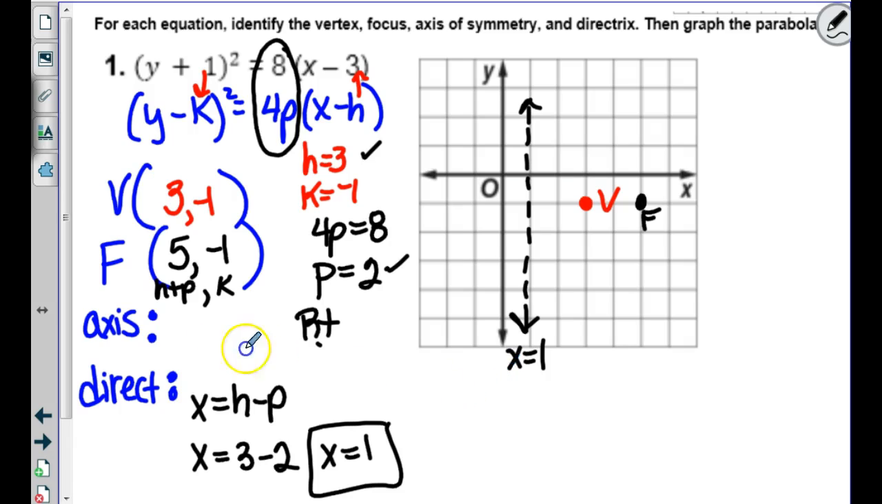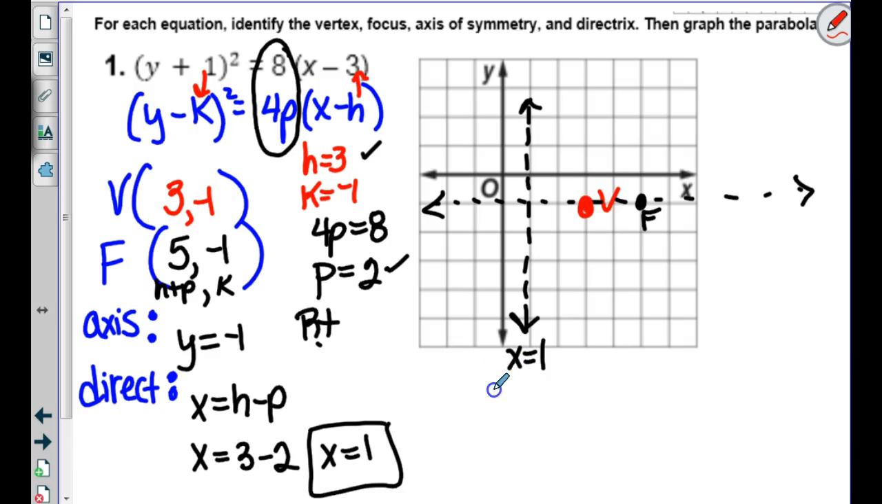Okay. The axis of symmetry, guys, we did axis of symmetry at the beginning of the year. It's the line that splits the parabola in half. It goes right through the vertex. And the equation on our sheet is y equals k. Y equals k. K is what? -1. So it would be this line. Really not too worried about the axis of symmetry. I don't think I put it on the quizzes. All right.